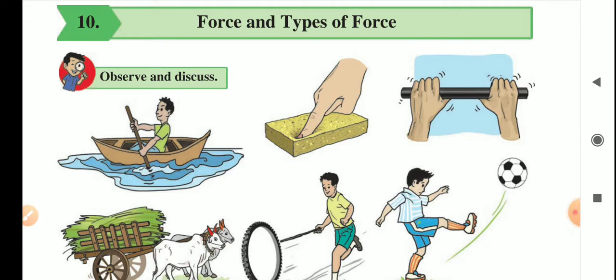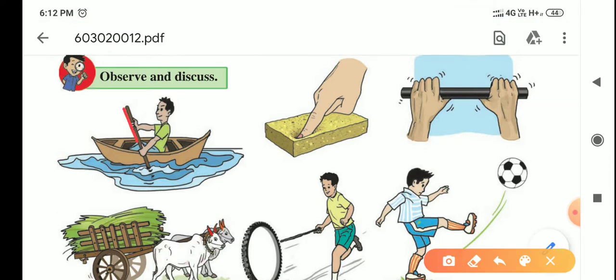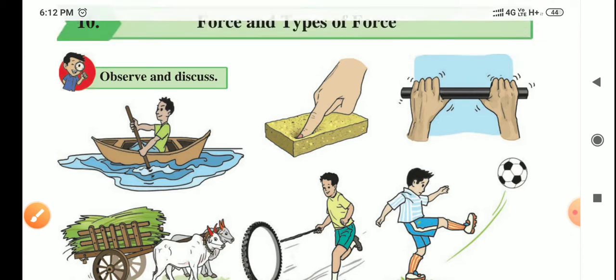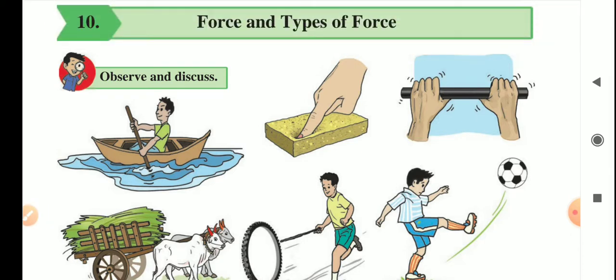So here a few images are given. These are examples from our day-to-day lives. In the first image you can see one boy rowing a boat with the help of an oar. This stick is called an oar. At the end of this stick there is a flat blade, and the boy moves the oar and pushes the water in a particular direction, and that way the boat moves in the desired direction.